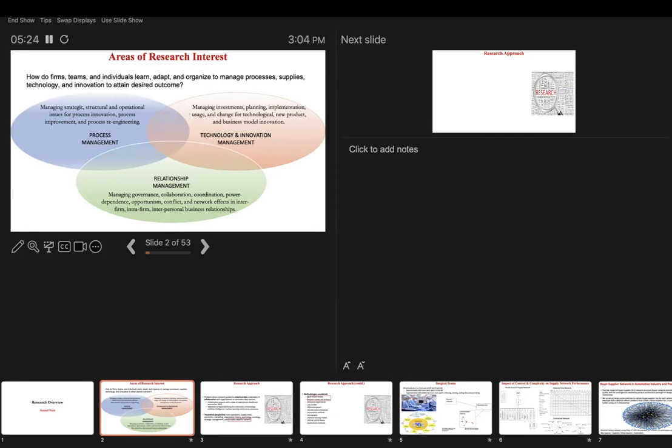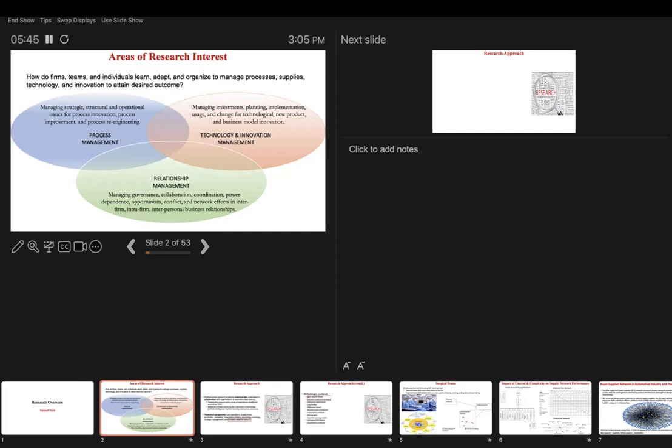Technology and innovation management is all about investments and planning for technology. So if you're collaborating with some other firms or other individuals for innovation, how do you organize, how do you adapt in that process in a network setting? So all the papers that I'll be talking about today will be mainly on networks and how they all connect with that basic theme that we all are interested in.